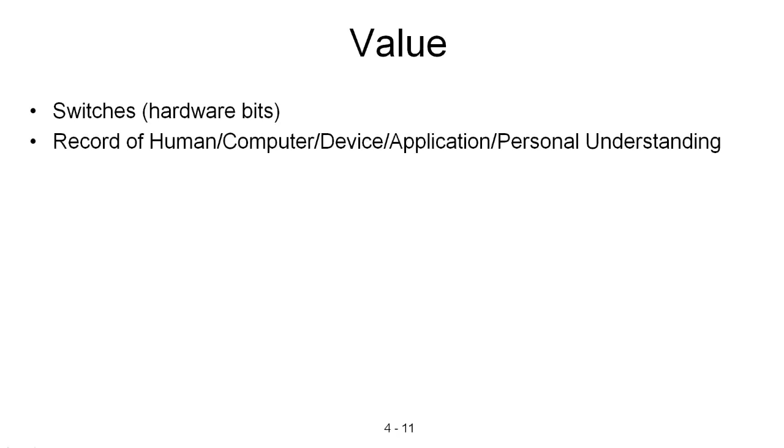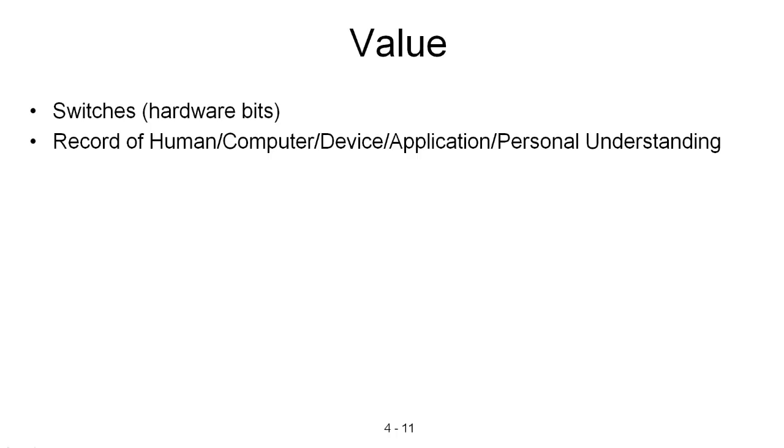So the value, our switches, our hardware bits, is going to somehow record our human and our computer understanding, what the human understands, what the computer understands. It understands, the CPU, the registers, the things that it has access to. And then we have devices attached which have their own understanding. How does the mouse work? What is it expecting from us? And what should we expect from it?